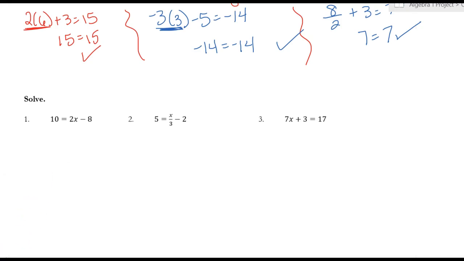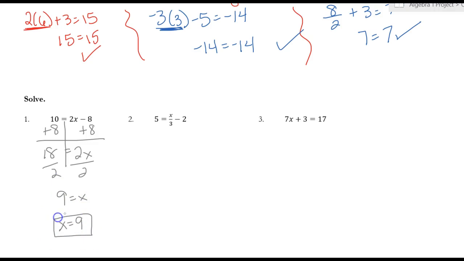Okay, so even if your variable's on the other side, you still do the same thing. So I'm going to get rid of the minus 8 by adding 8, and I get 18 is 2x. And then I divide by 2, so you should have got 9 is equal to x, which is the same as x is equal to 9. It's good to get used to working with them on both sides, so don't try and always switch it. Just be comfortable knowing the process.